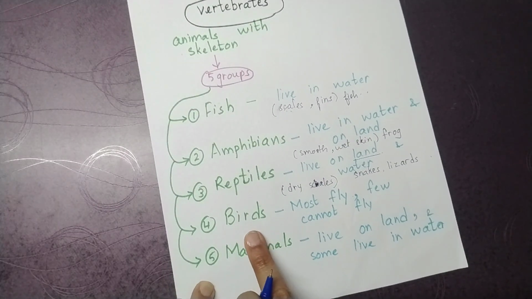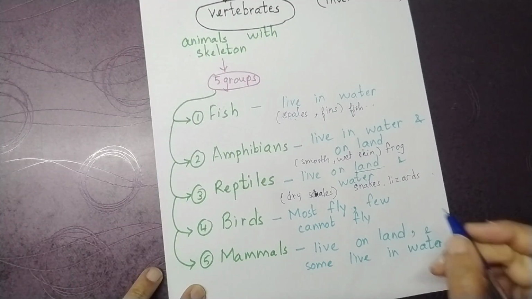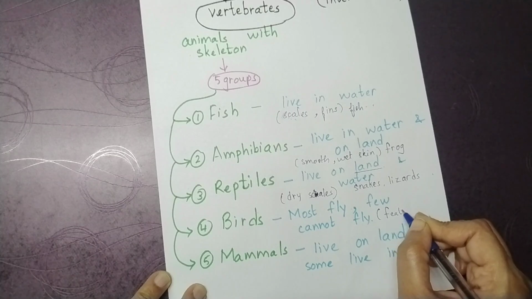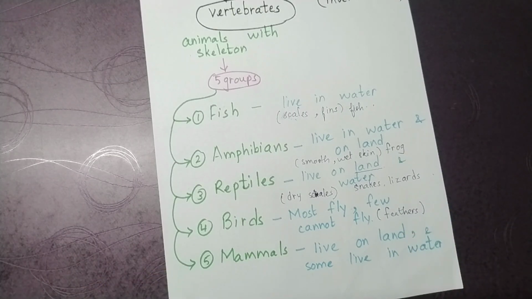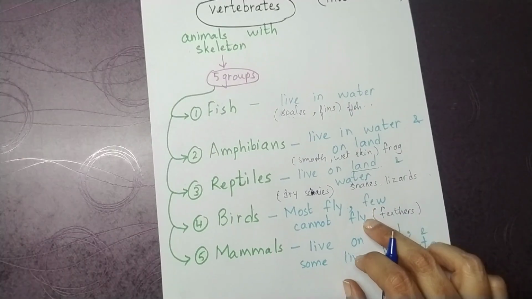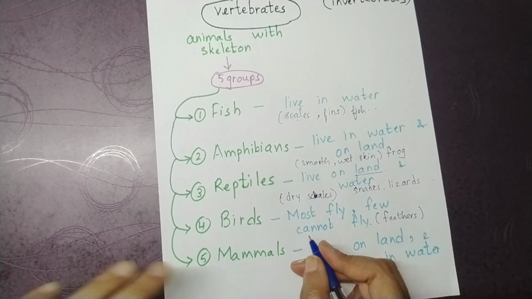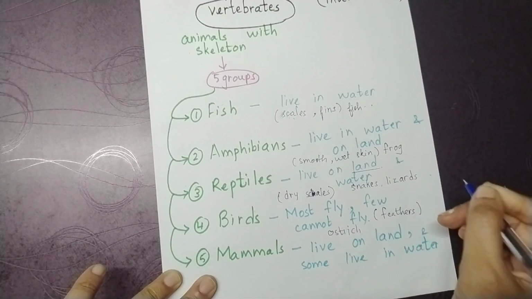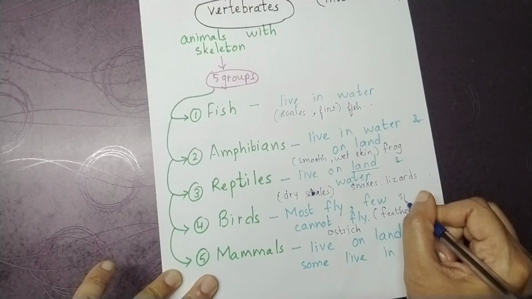Now the fourth category is birds. Do they live on land or water? Not exactly. They usually fly, but only a few cannot fly. Okay, they have feathers on their skin, and that's the reason they are able to fly. They have wings instead of arms. Some birds which cannot fly are, for example, the ostrich. The birds which can fly can be the sparrow.